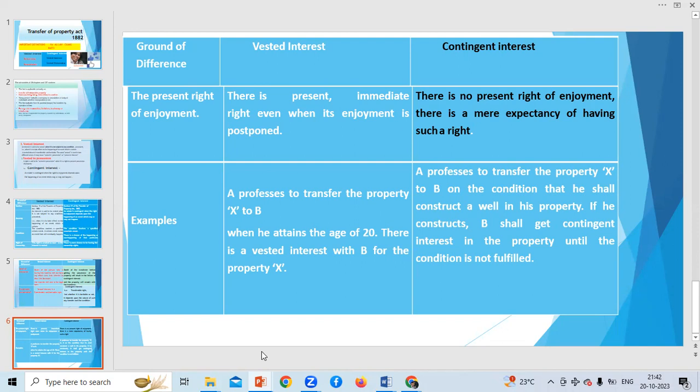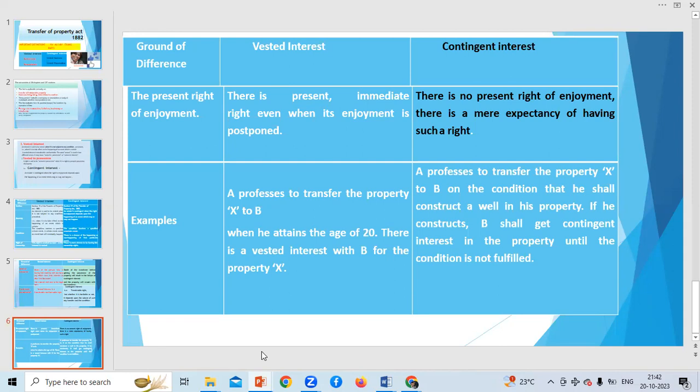And the example we have to know, because it's very easy to understand with the example. A proposes to transfer the property X to B. A has a property and wants to give it to B. The property is X, when he attains the age of 20. When B's age is 20, B will get property X. There is a vested interest with B for the property X. Definitely the age of B will be 20, so that is a fixed thing.